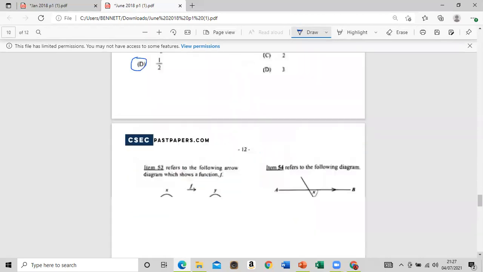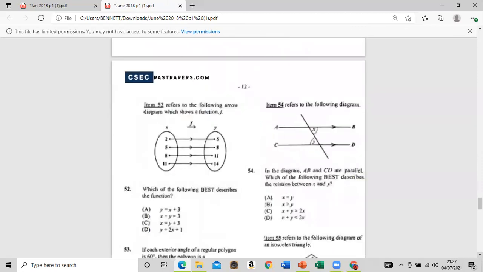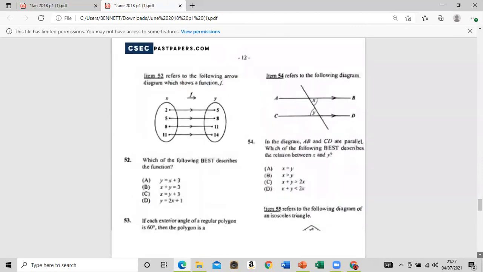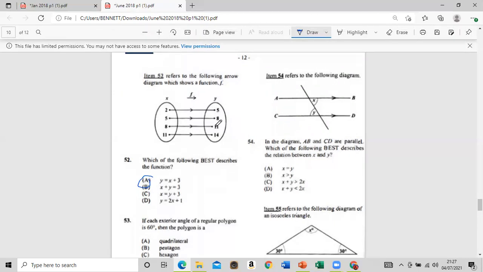Alright, so finish done. Alright, 52 now. Which of the following best describes the function? Alright, so we're going from 2 to 3, 2 to 5, like plus 3, plus 3, plus 3. We don't need to do the problem. Y is equal to x plus 3.